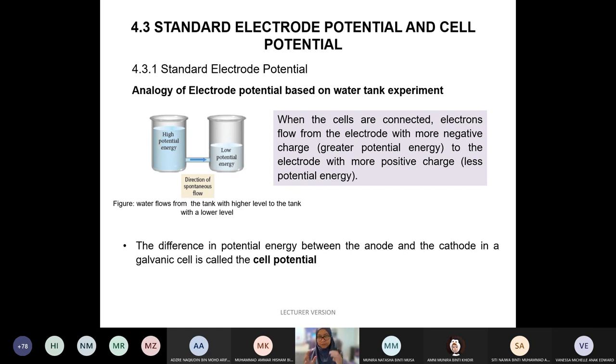Okay, so we can play around with the electrodes, using zinc and copper, or silver and copper, or maybe what else? Always the same ones. Magnesium and zinc, okay.